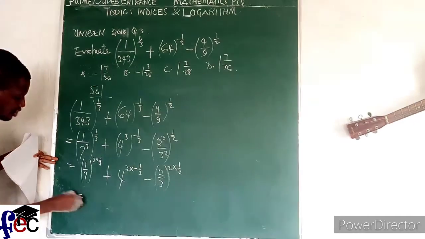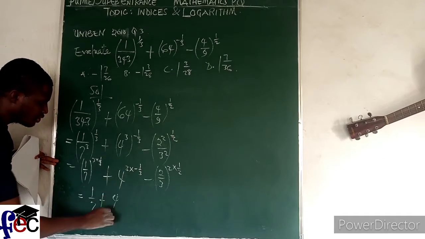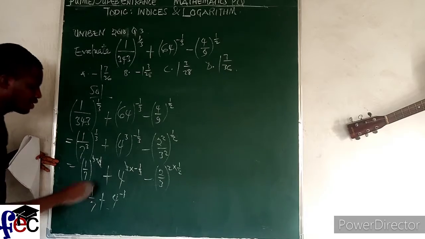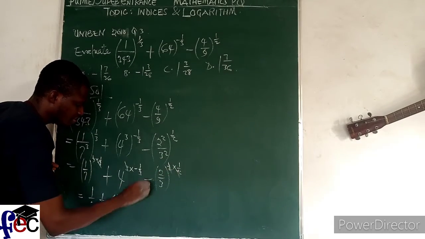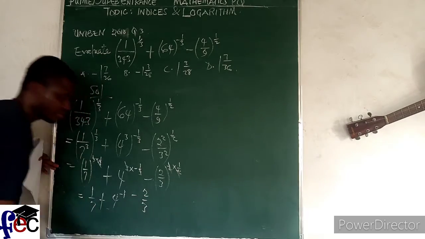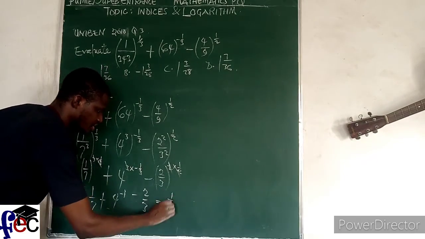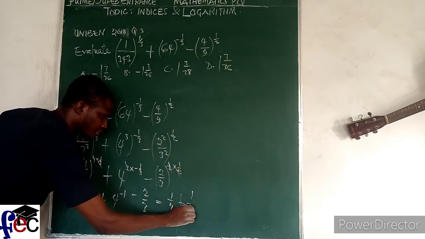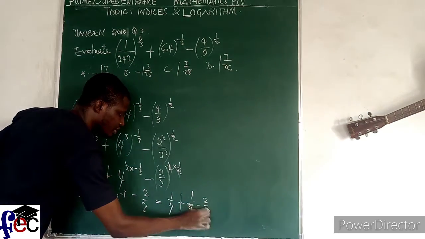So the result of this will become 1 over 7, plus this one will become 4 raised to power minus 1, because this terminates this. Then 2 terminates 2, so that I'm going to have minus 2 over 3. Are you following? The result of this is 1 over 7 plus this one becomes 1 over 4. Then I have minus 2 over 3.